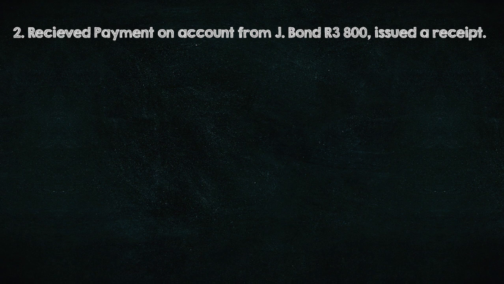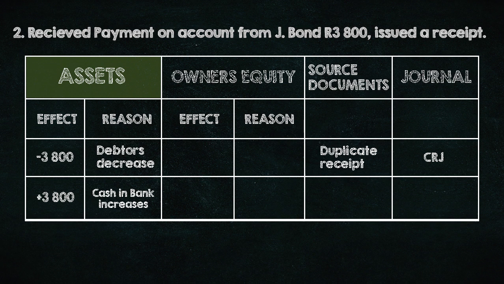So let's look at the table again. Firstly, let's look at the assets. As you know by now, debtors are a current asset to the business because they owe the business money, which they must pay back in the future. The debt of the debtors decreases with 3,800 Rand because they are paying off their debt. Current assets of the business decreases. The assets or the bank increases because the business receives money of 3,800 Rand.